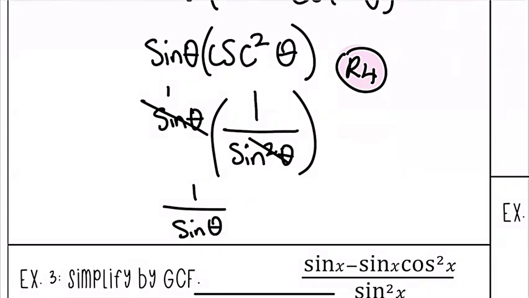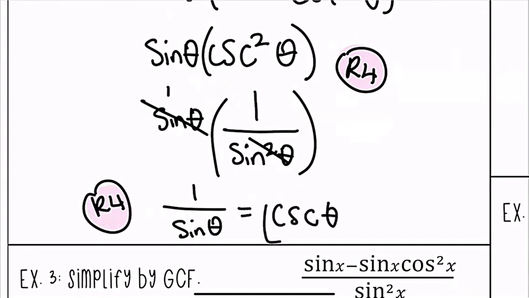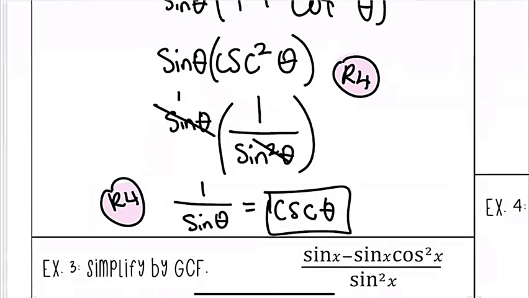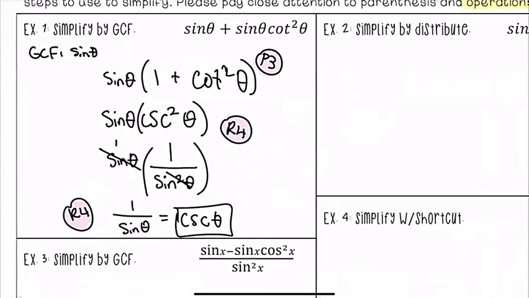And we actually just used this one, right? We just went from cosecant squared to 1 over sine squared. And then now we're at 1 over sine. So we could apply R4 again to get to just cosecant. And there we go. That's the answer. Huzzah. Let's do it again.